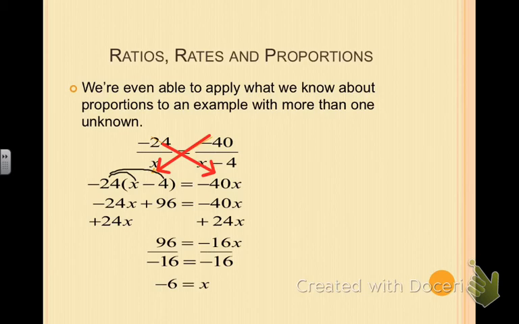Now, we need to get all our variables onto one side, so we need to add 24x to both sides. This gives us that 96 equals negative 16x. Next, divide both sides by negative 16 to isolate the variable, and we end up with negative 6 equals x.